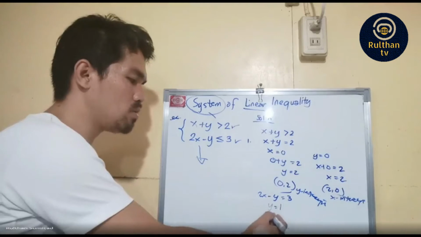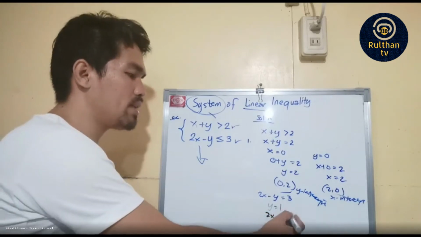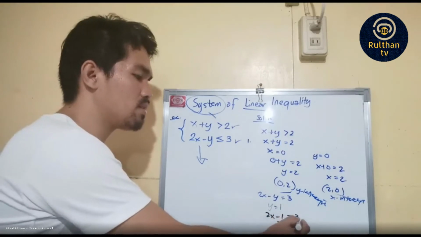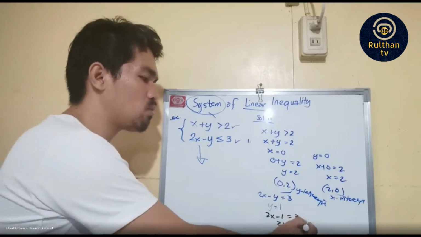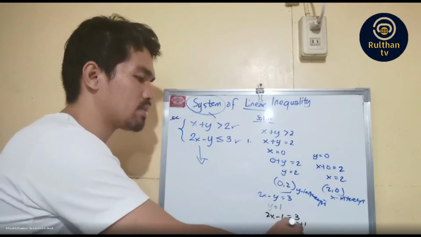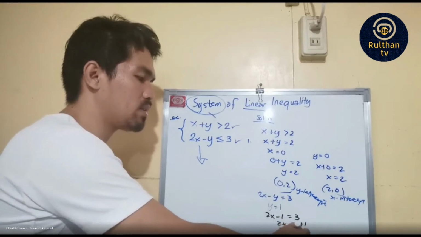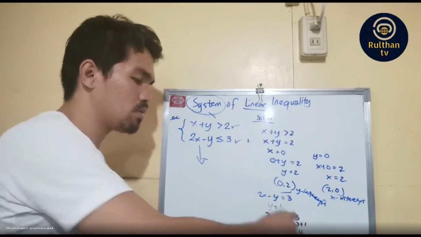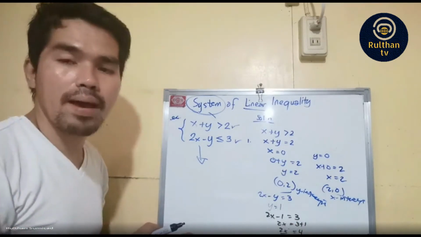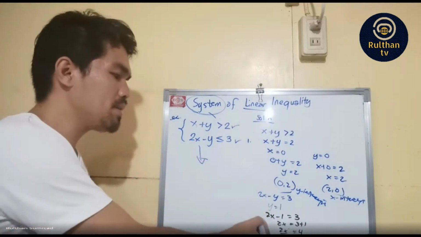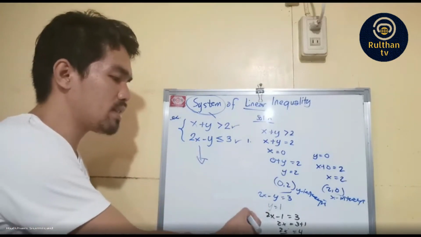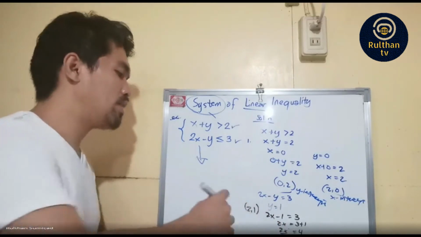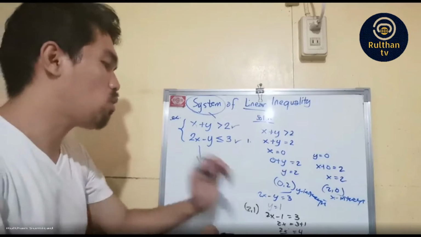So that's 2x minus 1 equals 3. So I have 2x equals 3 plus 1, 2x equals 4, divided by 2. So I have x equals 2. That means my solution is 2, 1. When x is 2, then y equals 1.